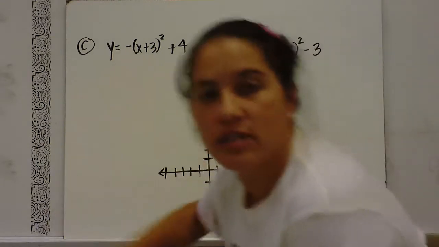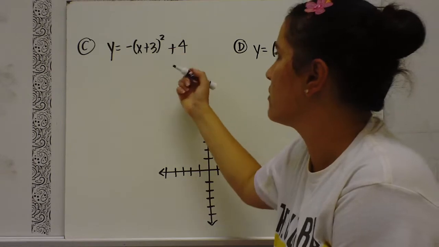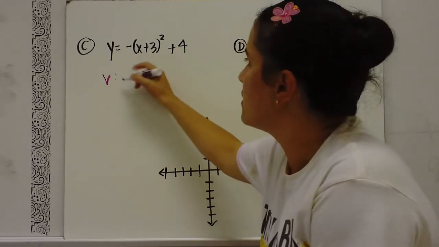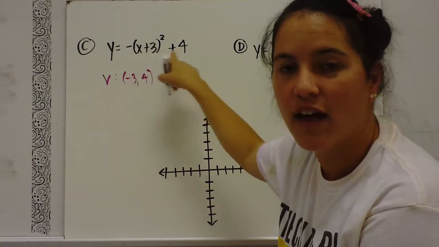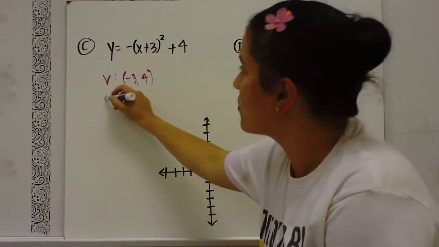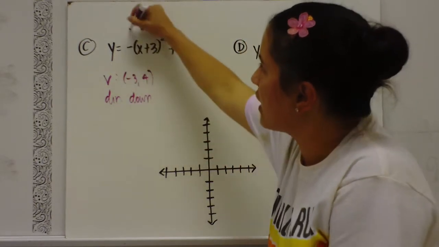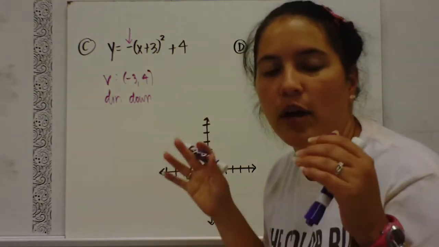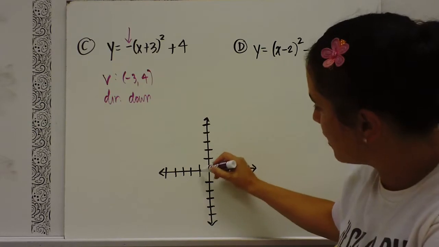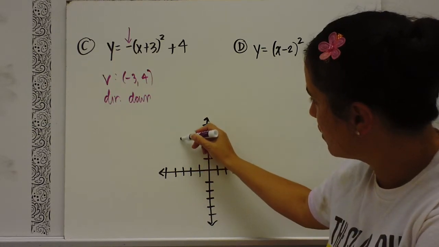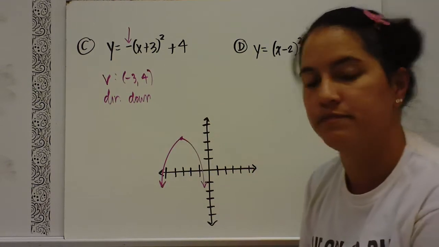Alright, so here's C. y equals negative the quantity x plus 3 squared plus 4. So my vertex is going to be negative 3, 4, because of the positive 3 and the 4. My direction is going to be down, because of this negative right there, it means my parabola is going to be opening downward. So I plot my vertex, negative 3, 1, 2, 3, 4. And my parabola is going to go down. Okay?